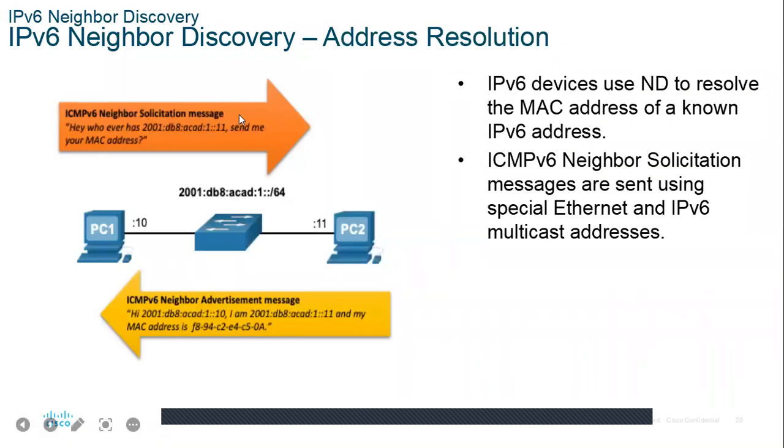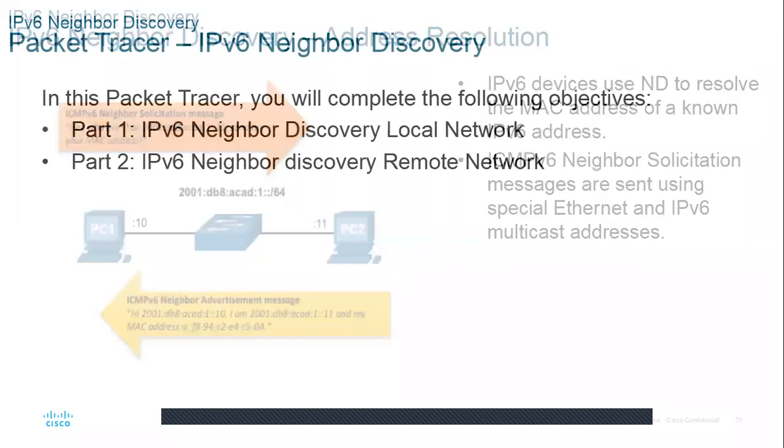So this is the solicitation message: hey, whoever has this, send me your MAC address. It now says, okay, hi, I am this, and my MAC address is this. So that back and forth communication between the sender and the receiver is so that they can understand each other. That's why it's called neighbor discovery and address resolution.